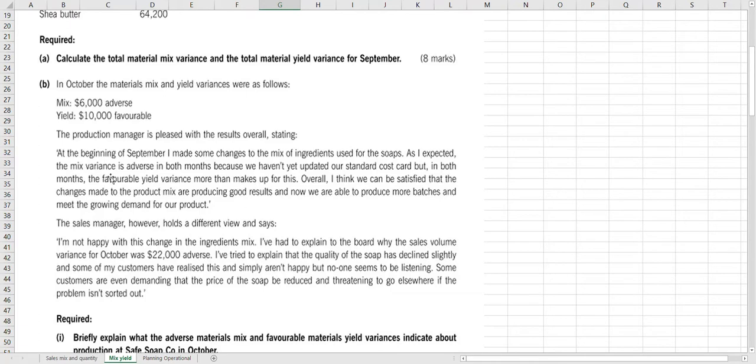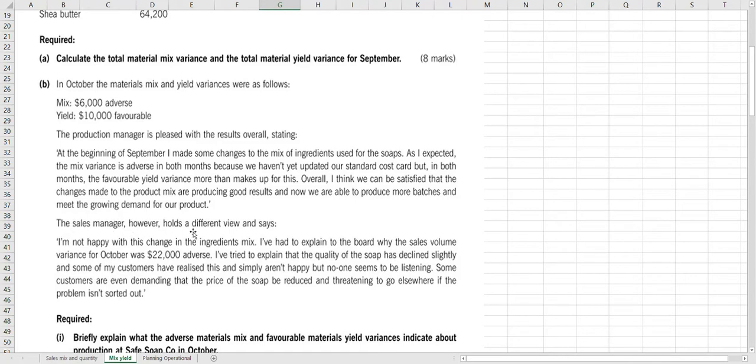As I expected, the mix variance is adverse in both months because we haven't yet updated our standard cost card. The favorable yield variance more than makes up for this. Overall, I think we can be satisfied that the changes made to the product mix are producing good results. And now we are able to produce more batches and meet the growing demand for our product. So this is the view of the production manager.